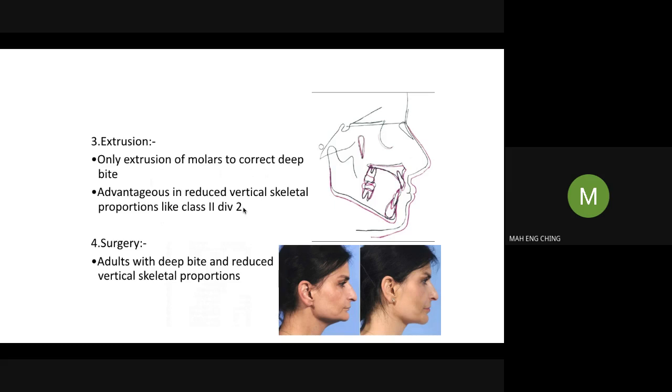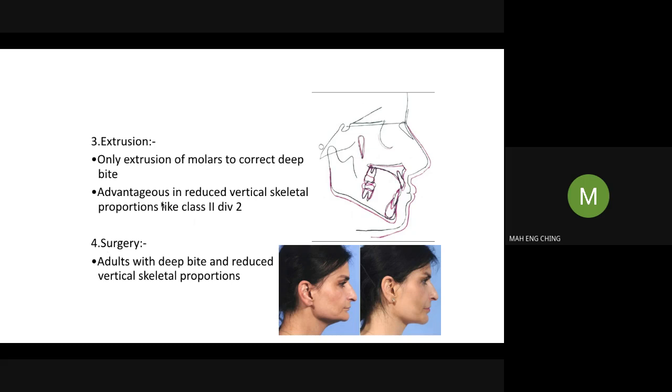The advantage is in reduced vertical skeletal proportion, like Class 2 Division 2. So we know Class 2 Division 2 patients have a reduced lower face. If you extrude the molar, it means we are going to increase the vertical height, which is going to help the patient's skeletal profile. So with a short lower face, maybe we can do extrusion of the molar. But if the patient already has a high angle or long face, then maybe we are not going to do the extrusion of molar because you don't want to make the face longer. So short face, maybe we can make it longer. If it's a long face, we have to be careful.